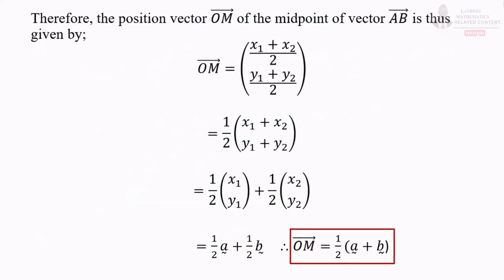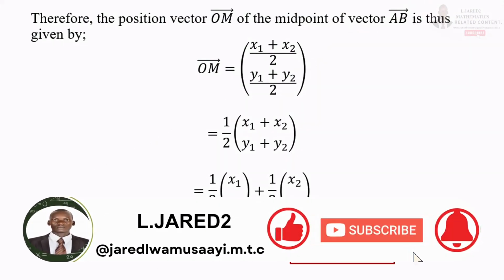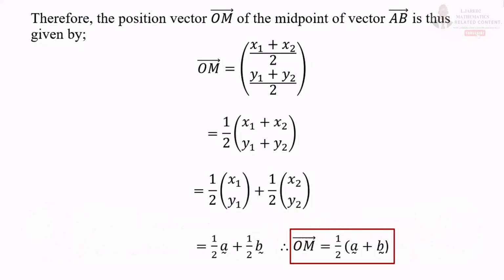Therefore, the position vector OM of the midpoint of vector AB is given by the expression where we are having vector OM is equal to. So you can see that we have now changed from a point form to a vector form or column form, whereby we are having x1 plus x2 divided by 2, and then the other component y1 plus y2 divided by 2. And as we pull out the half, which is common, we are going to have x1 plus x2, then y1 plus y2 multiplied by the half.